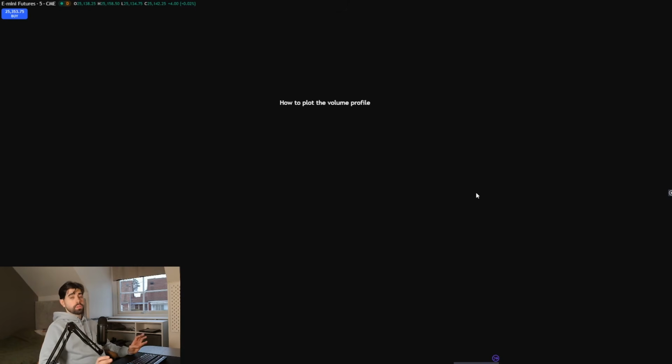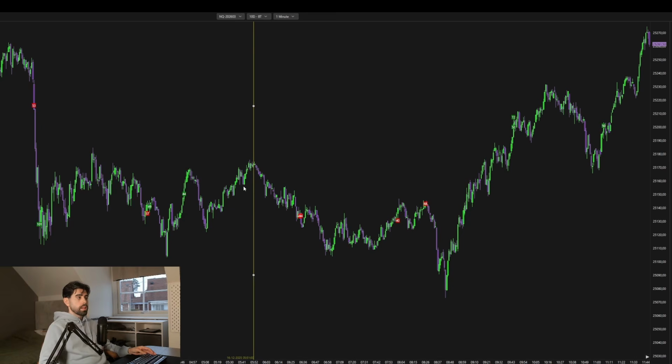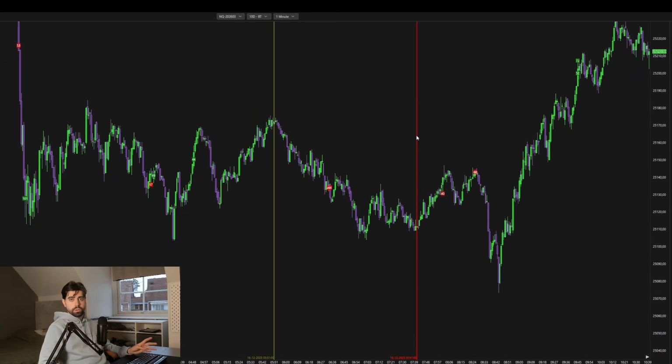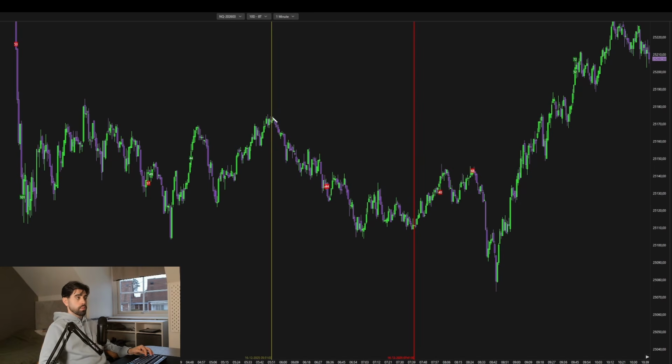Next thing, how to plot the volume profile. I know that many of you guys have asked me about it, and I've said it before. Don't think about time, think about zones, and I'm gonna show you. For example, if this is London session open, right here on this line, and say that this red line is New York open, and say that you want to plot out a volume profile for the pre-market session, this is how the profile will look.